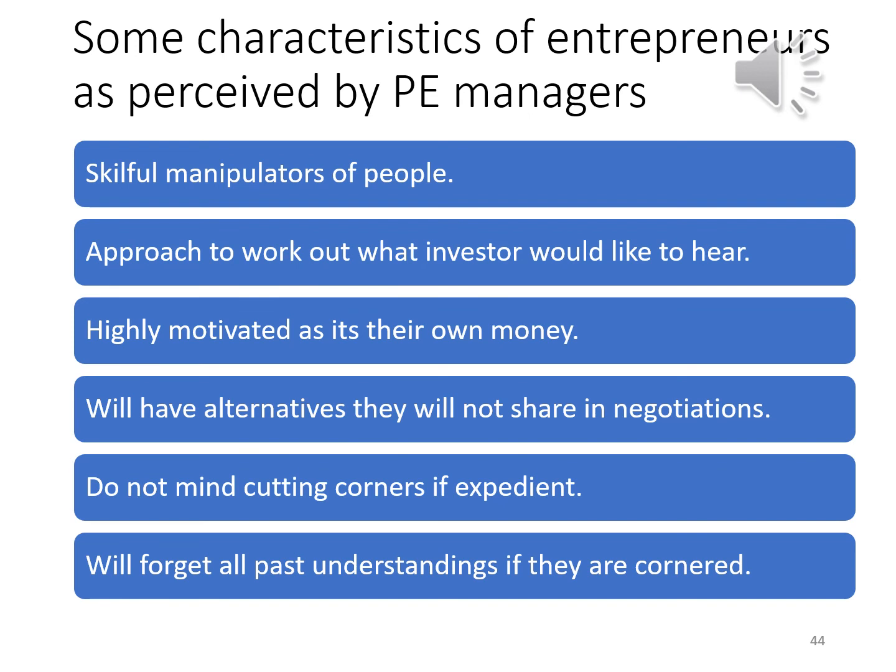As it's their own money, they're highly motivated. And so, if a bank is lending to them, that bank officer negotiating with the entrepreneur, it's not his money, he's not going to have the same level of motivation as an entrepreneur. Entrepreneurs also have alternatives they will not share, so they are creative negotiators. They do not mind cutting corners, so if it's not entirely legal, they may do it anyway. And if they are put into a corner, because it's their own money at stake, they will sometimes have unpredictable behaviors.